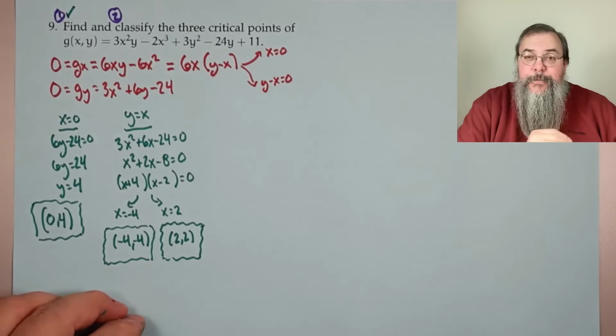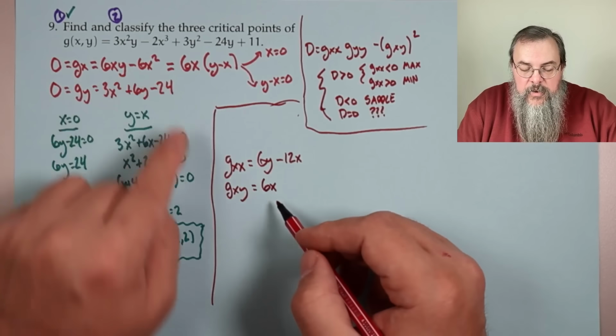All right. So we need to find our second derivatives. Good news, we've already found our first derivative, so that shouldn't take us too long. Gxx is, well, derivative of 6xy with respect to x is 6y. Derivative of 6x squared is minus 12x. Gxy, derivative with respect to y, first term will give us 6x, the second term goes away.